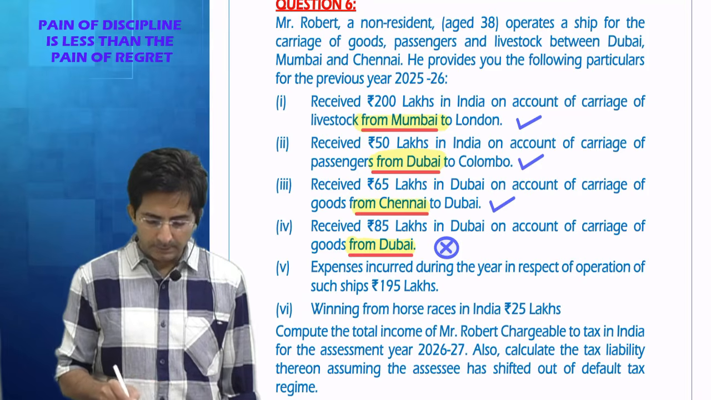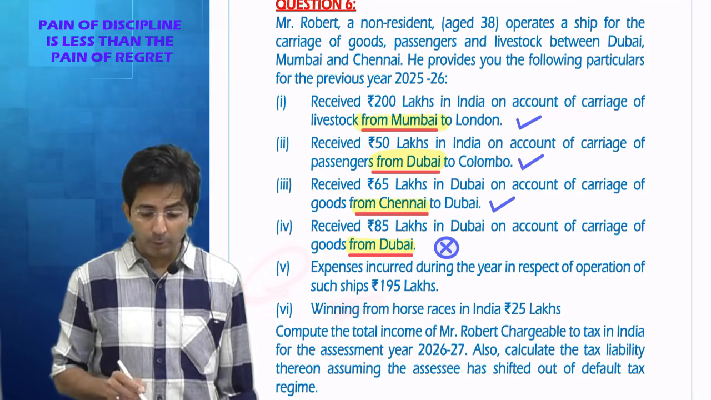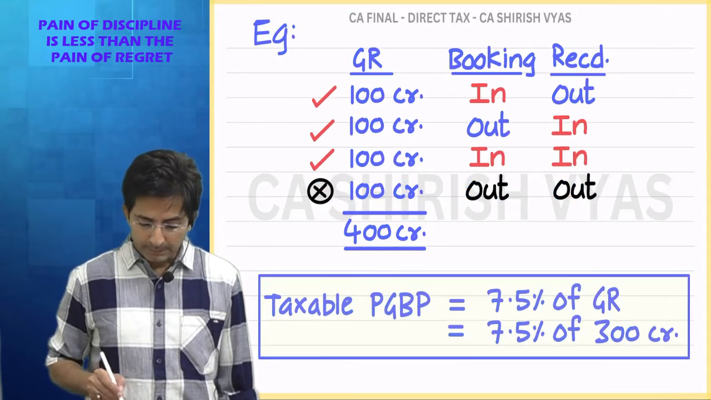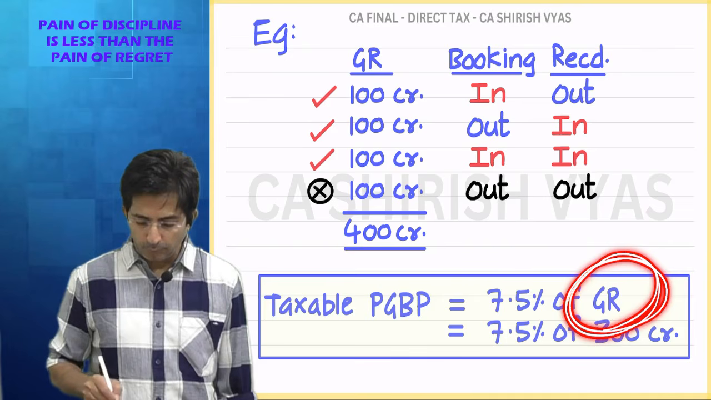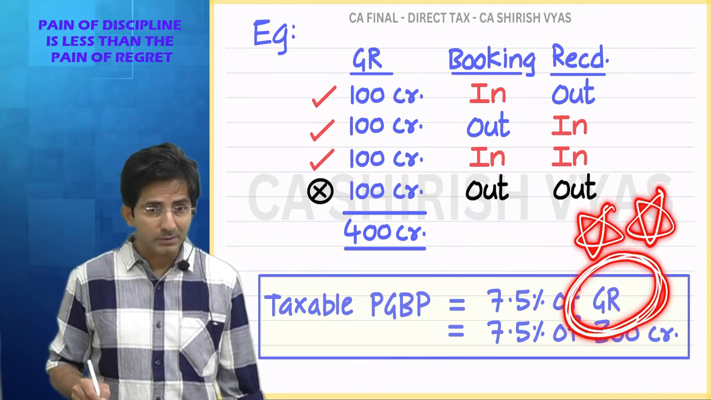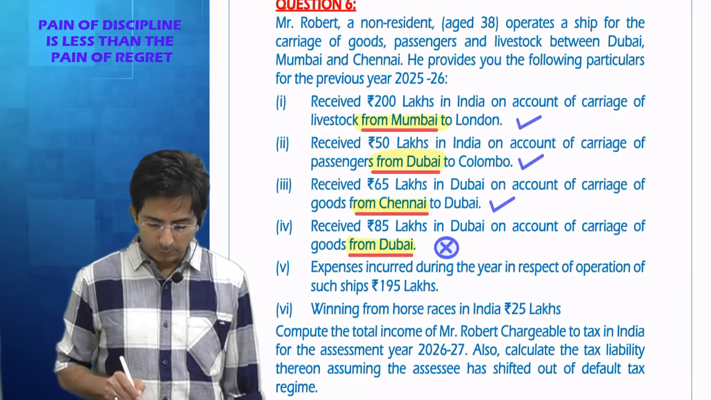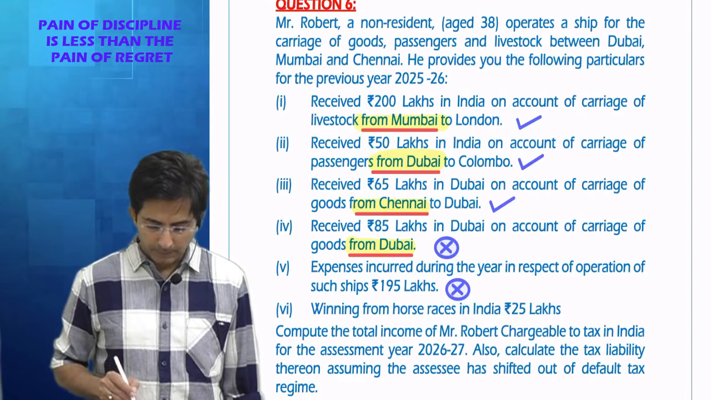Then they have given some expenses of shipping business. You have to ignore them because what is the rule? 7.5% is of gross receipt. Gross means gross. You cannot cut off the expense. It is on gross basis. So gross receipt 7.5%. So this you will ignore. They have put a cross mark.